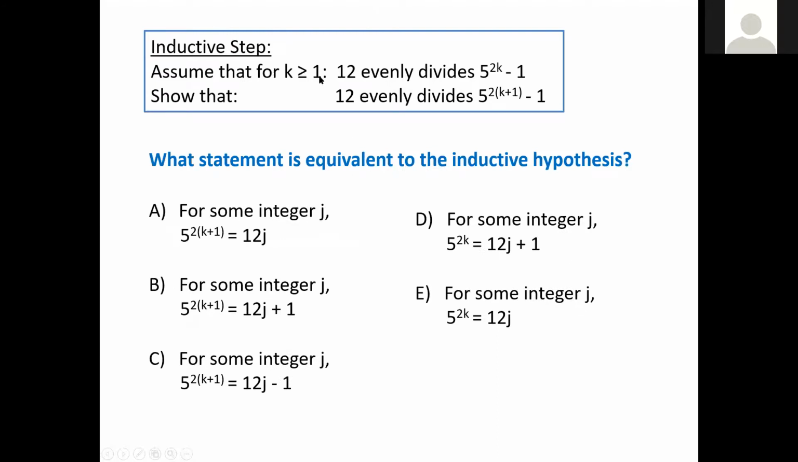So in other words, for all k greater or equal to 1, if 5 to the 2k minus 1 is divisible by 12, then 5 to the 2k plus 1 minus 1 is divisible by 12 as well.